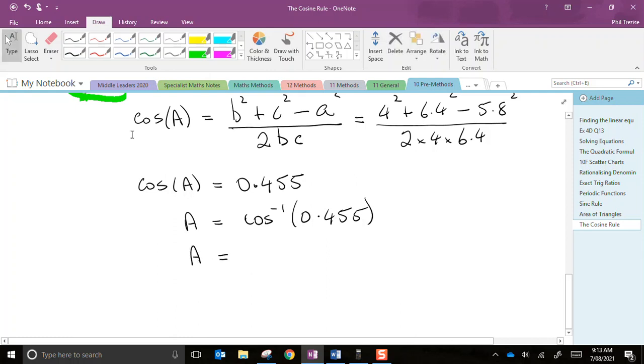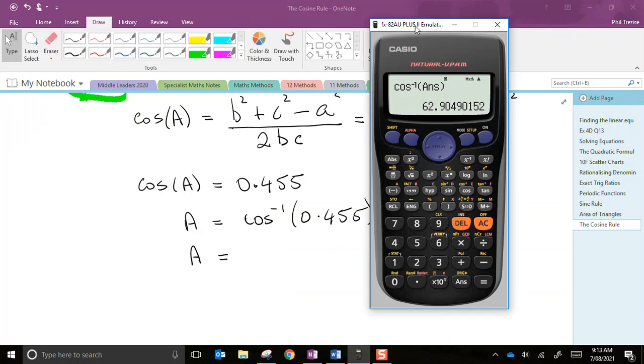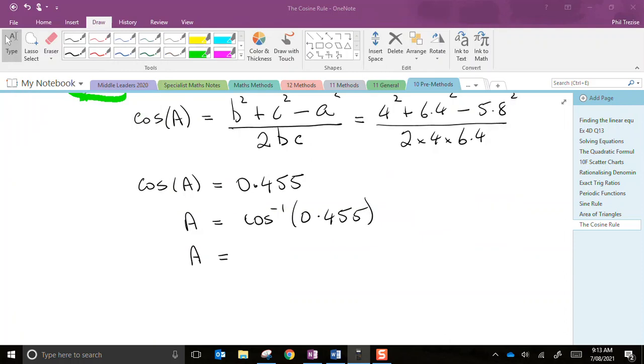Once again, I'll need my calculator for this. So shift then the cosine key for inverse cosine, and again use the answer key. Do not just type 0.455, which is rounded off. You'll introduce rounding errors. And I have an angle 62.9 to 1 decimal place.